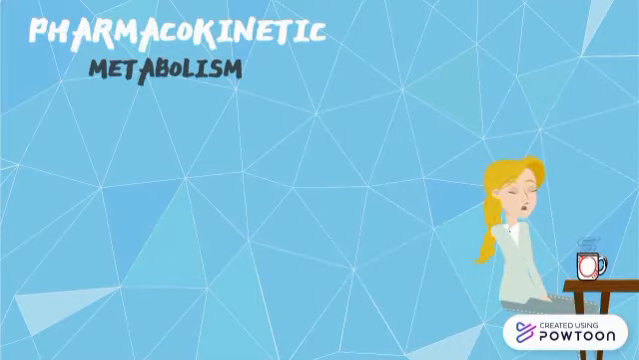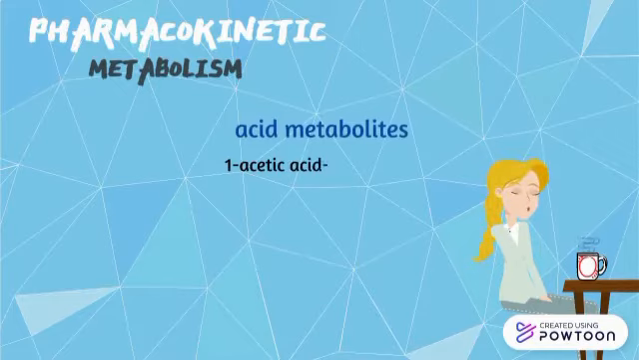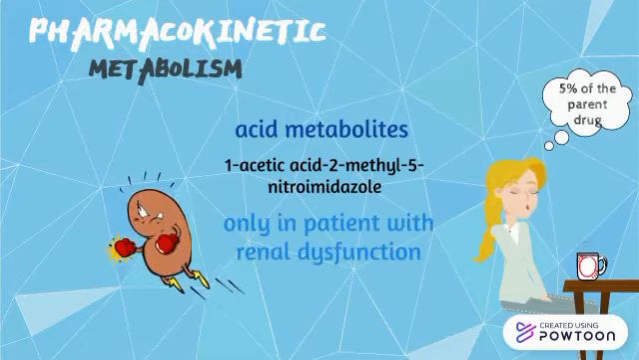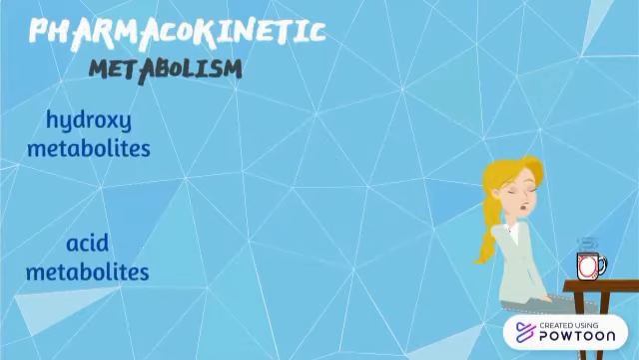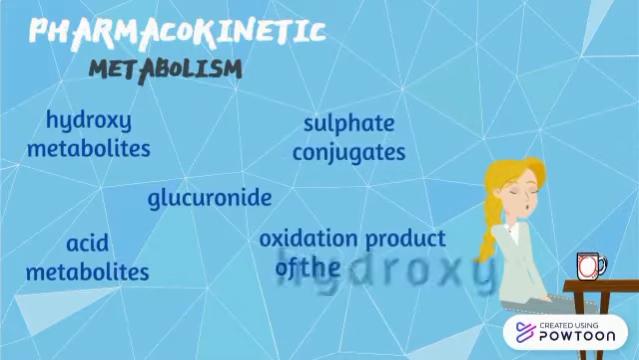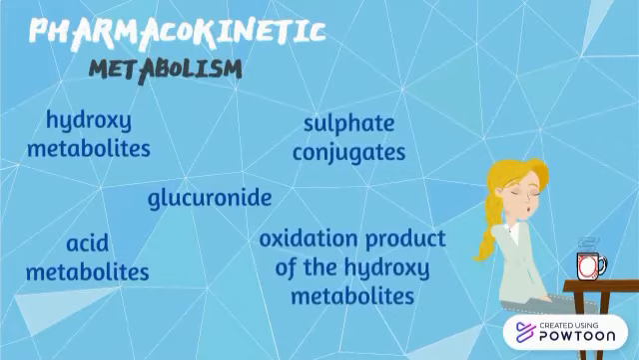The second one is the acid metabolite, which is 1-acetic acid-2-methyl-5-nitroimidazole, which only has about 5% of the activity of the parent drug, and this metabolite can only be detected in patients with renal dysfunction. The other metabolites are glucuronide, sulfate conjugates, and the oxidation product of the hydroxy metabolites.